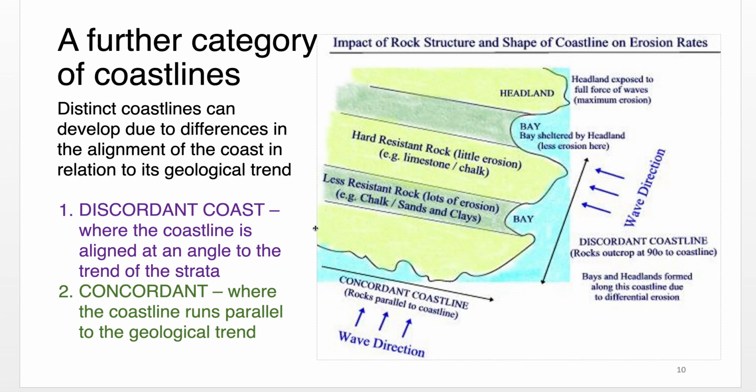Concordant coastlines, the rock basically is parallel to the sea. So this is a concordant coastline here, and this is a discordant coastline. We're going to have a look at some of the features associated with discordant coastlines, and then we're going to look at some of the features associated with concordant coastlines after that.